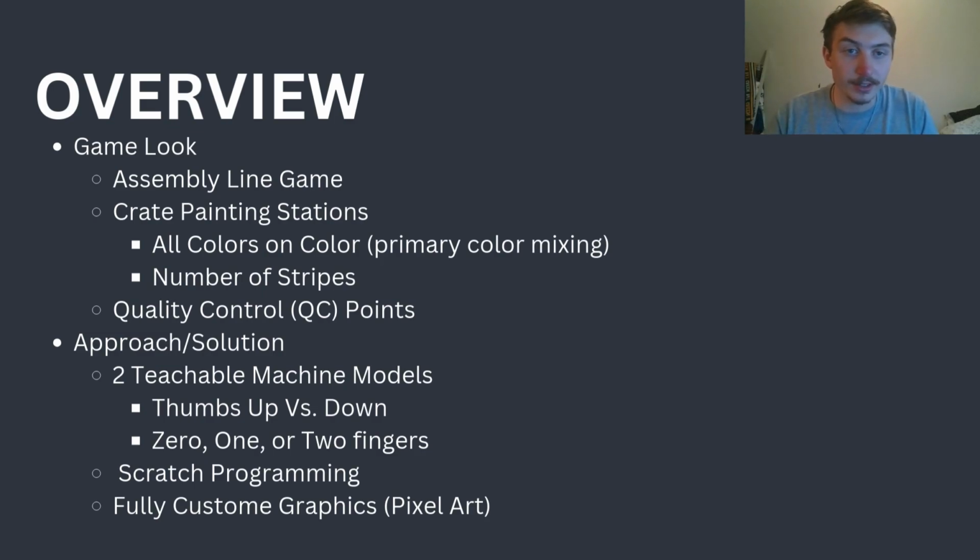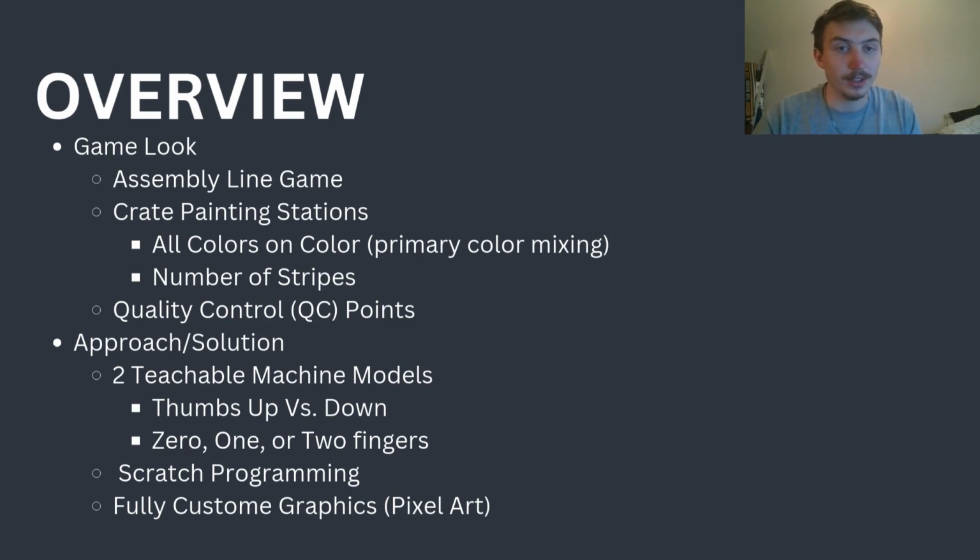The crate then visits 3 painting stations. These stations correspond to the 3 primary colors: yellow, blue, and red. So, if a user's target product is an orange crate, then they will need to select the crate to be painted at the yellow and red station, excluding the blue station. They will do so by using a thumbs up or thumbs down gesture with their hands, as detected by a teachable machine model, which we will discuss later.